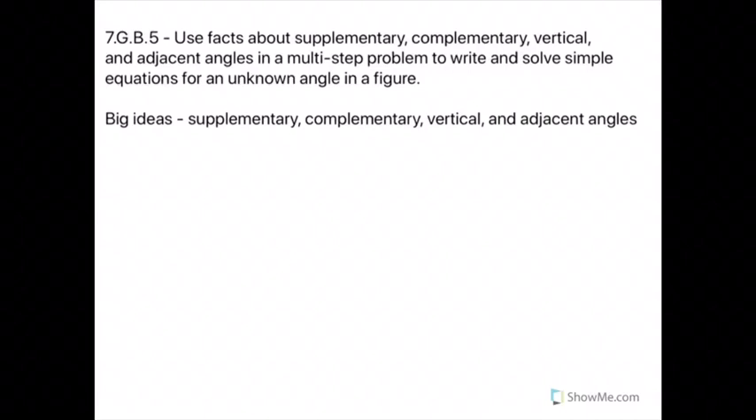Today's lesson, we will be covering the 7th grade Common Core Standard for the Geometry section, 7.G.B.5: use facts about supplementary, complementary, vertical, and adjacent angles in a multi-step problem to write and solve simple equations for an unknown angle in a figure. The big ideas we're going to cover are supplementary, complementary, vertical, and adjacent angles.